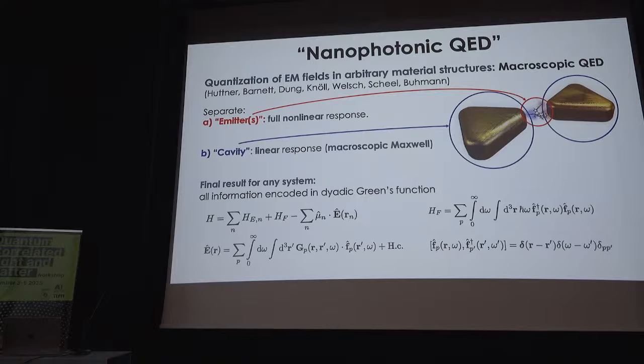And it turns out the only information about the whole system is in this electric field operator that describes the interaction, the electromagnetic Green's function, basically the Green's function of classical electromagnetism. That actually tells me how strongly each of these infinitely many modes couples to my emitter.